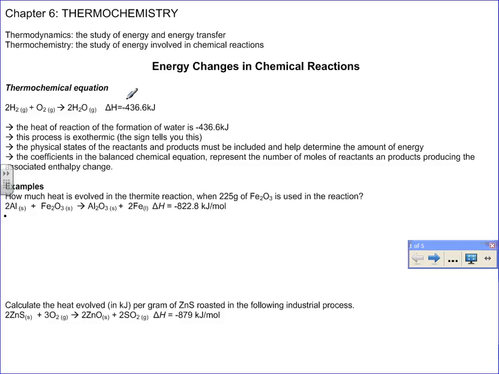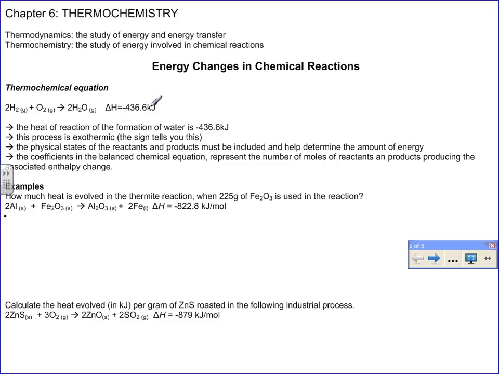The other really important thing about thermochemical equations is to recognize the connection between the delta H and the balanced chemical equation. This is the amount of energy, and in a lot of cases it's reported in kilojoules, that is released, in this case because it's negative, when exactly 2 moles of hydrogen reacts with 1 mole of oxygen and 2 moles of water is produced. So there's a stoichiometric connection between the delta H values and the balanced chemical equation, which we'll investigate with a couple of examples.